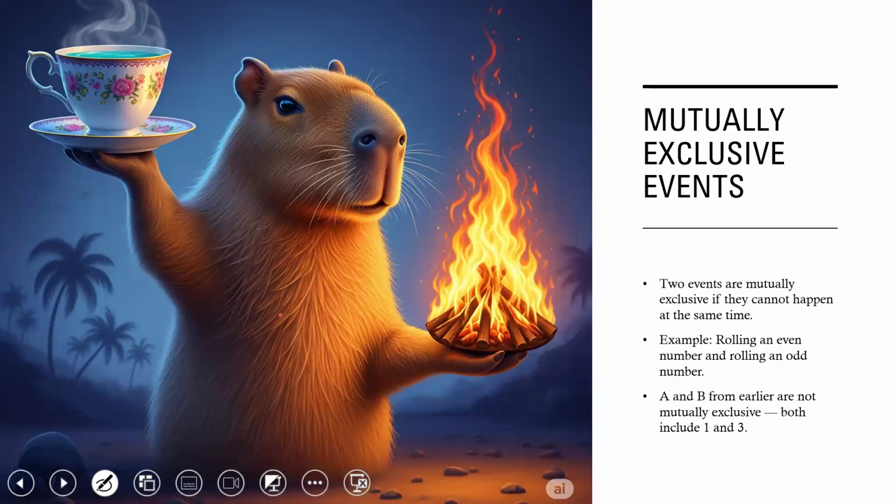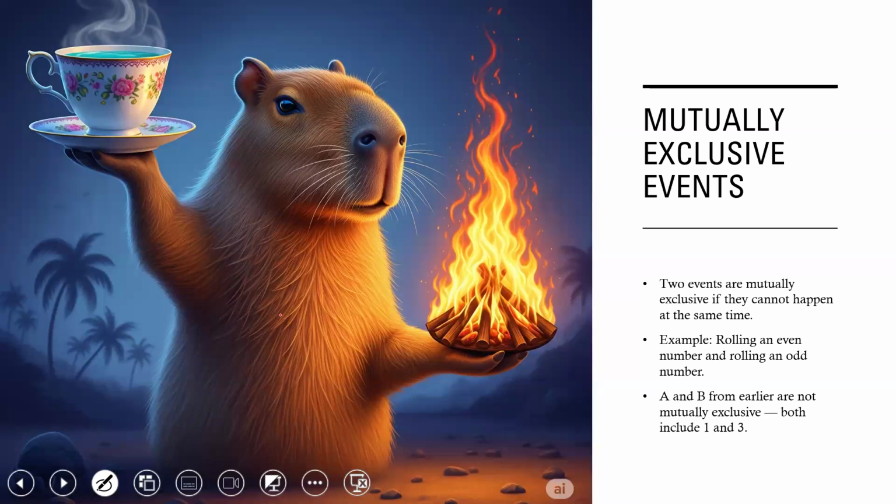Two events are said to be mutually exclusive if they cannot happen at the same time. Think of it like a fork in the road. You can go one way or the other, but not both, not at the same time. For example, when rolling a single die, the events even number and odd number are mutually exclusive. No roll could be both of those things at the same time.